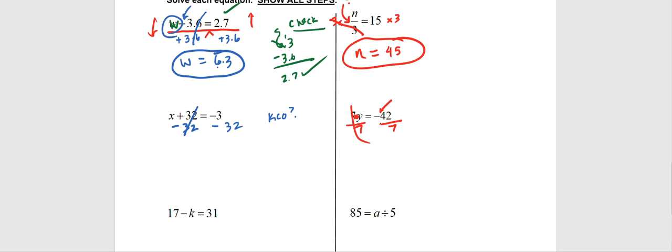So make sure one more time you know how to use your negative button on your calculator, or you make use of your sign rules accordingly when you're dividing.